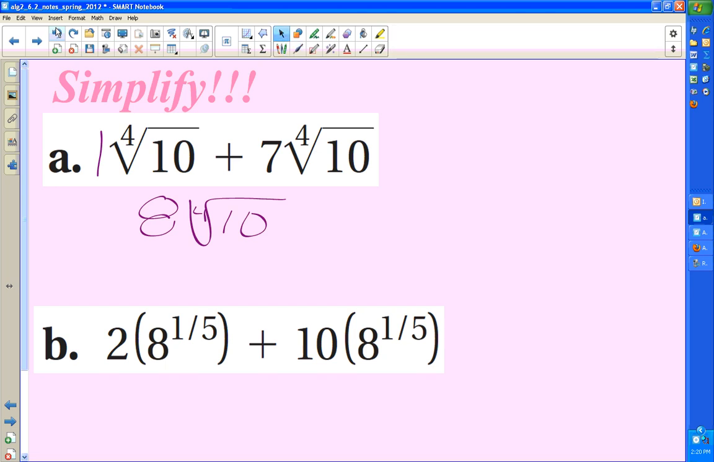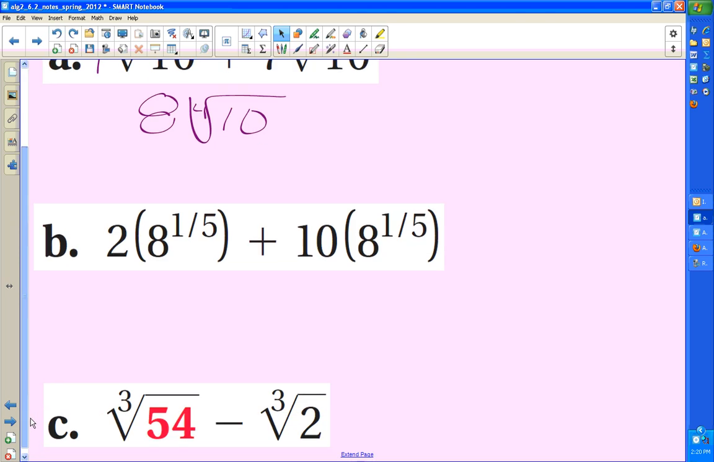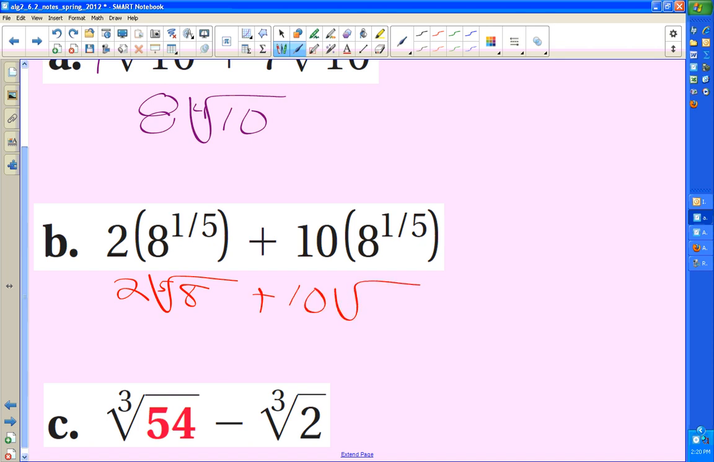Now, I personally don't like this mess because we have numbers and bases to powers. So for me, I would say make this 2 times the 5th root of 8 plus 10 times the 5th root of 8. What does that give us? 12 5th roots of 8. Notice the 5 in the V, not jumping off the platform.